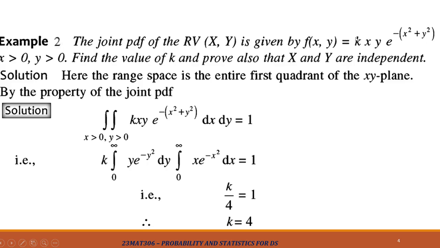First we have to find this k value, and next we check whether the random variables are independent or not. First of all, it is a continuous random variable. We know that, since this is a two-dimensional random variable, we have to take a double integration of this function, which is always equal to 1. Next, we split this integration with respect to x and y. In the first part, we integrate with respect to y, and in the second part, we integrate this function with respect to x. Finally, we get k equal to 4.